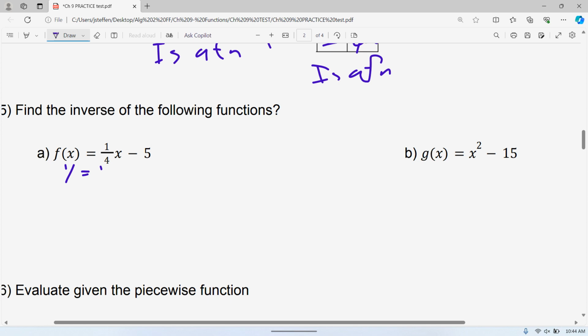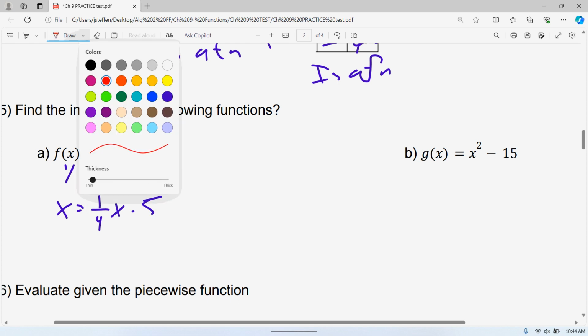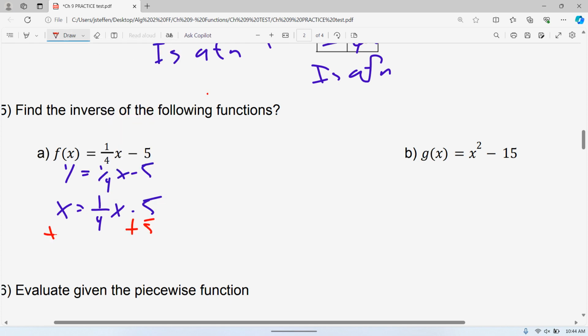Your x and your y. Sorry, I don't want to run out of room here. So you switch x and y, and then you solve for your x. So add 5. X plus 5 is equal to 1/4 y. Sorry, I messed that. I said the right thing, did the wrong thing. There should be a y there.